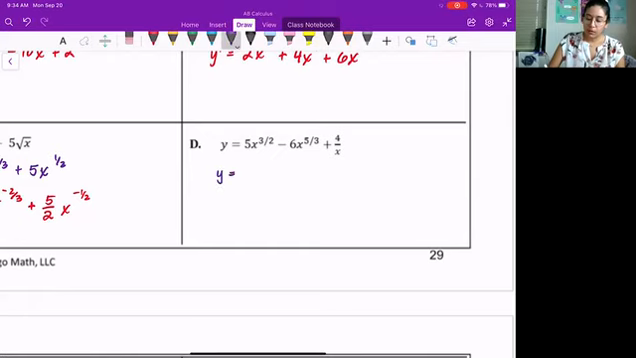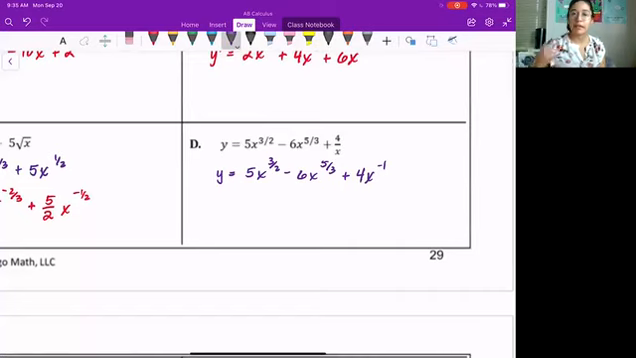Okay, so y equals 5 times x to the 3/2 minus 6 times x to the 5/2 plus, and I'm going to say 4x to the -1st power. Okay, again, I did not derive. I just rewrote the function in a different way. But now everything has a power. I'm ready to use the power rule.